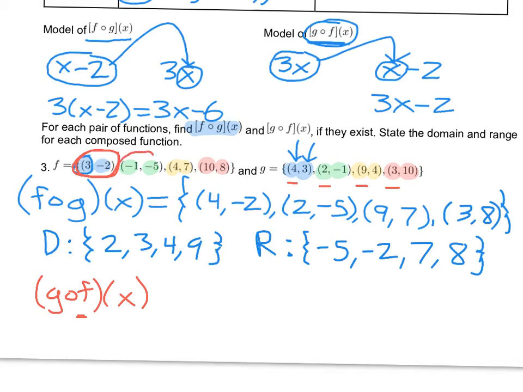So we go to the next coordinate, -1, -5. Now I'm looking for a -5 in these x's, and I don't find one. So I tried the next one, 4, 7. I'm looking for an x that is 7, and we don't have that either. So we try 10, 8. There's no 8 in the x's over here. So g compose f of x does not exist. We can say that it is undefined.